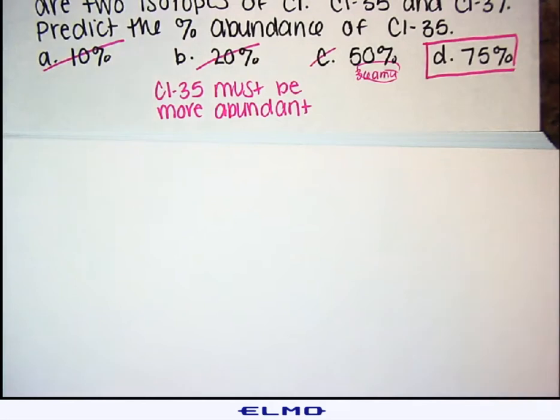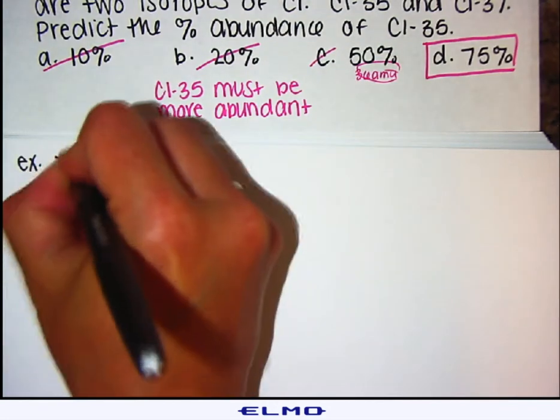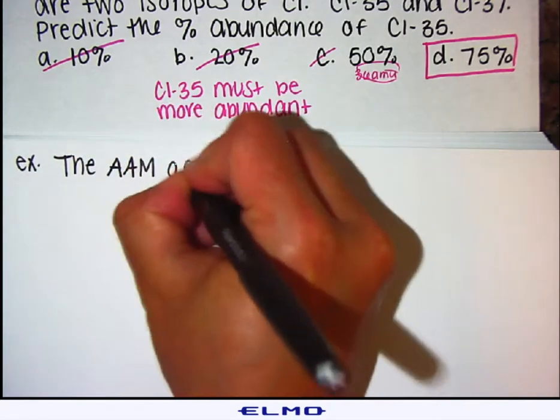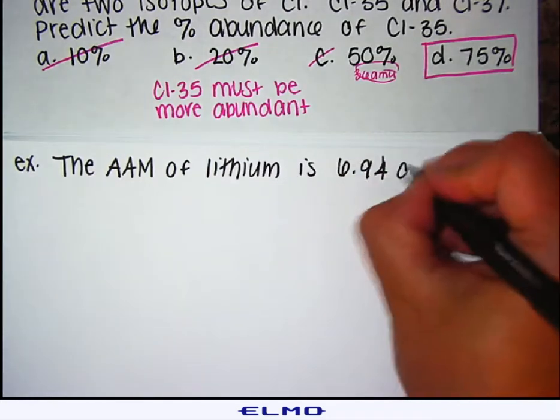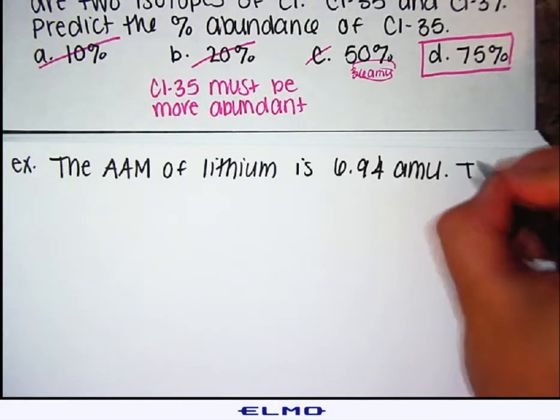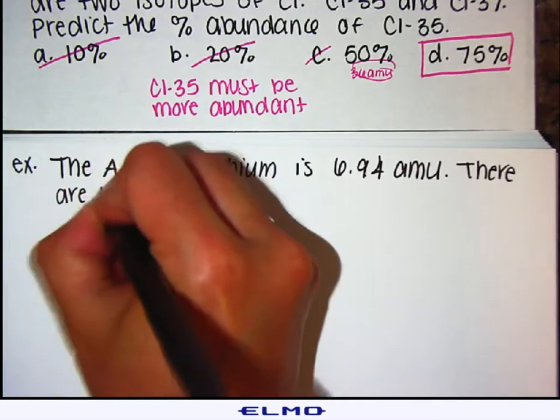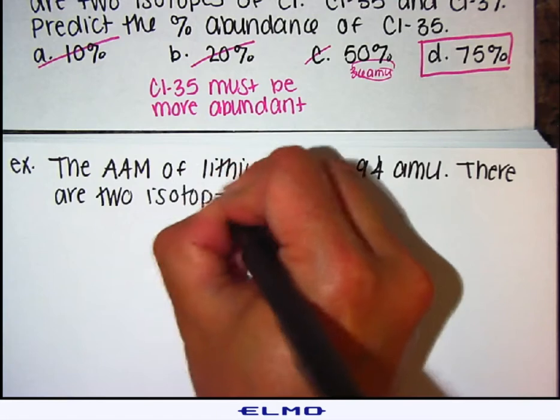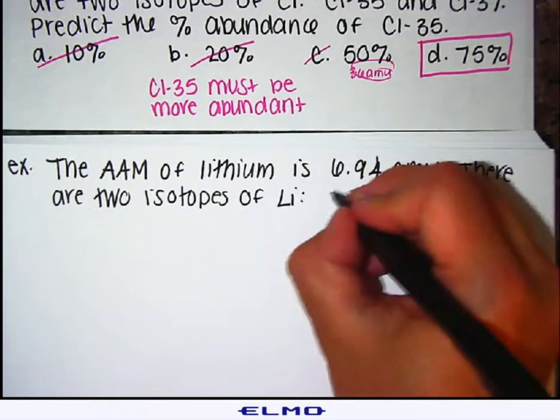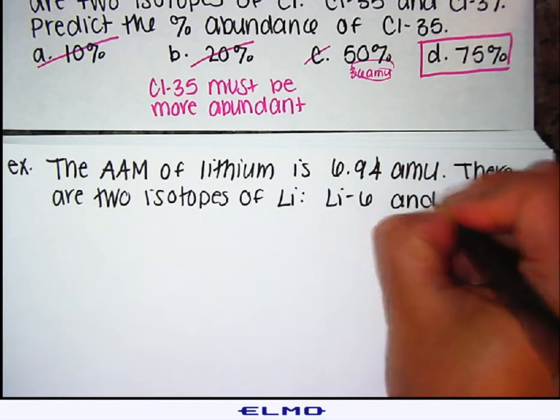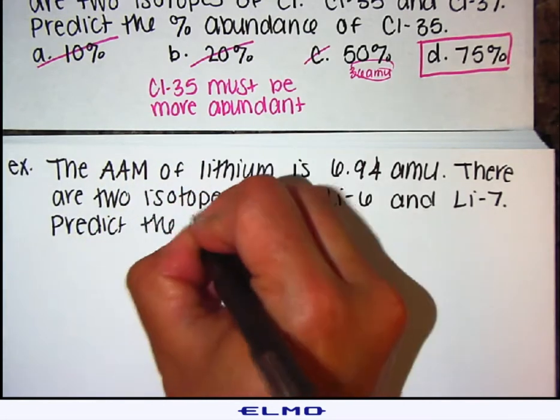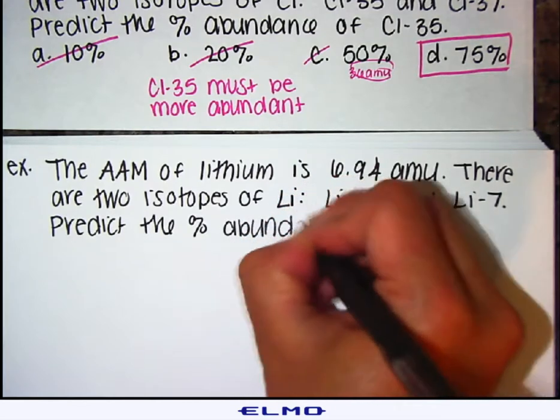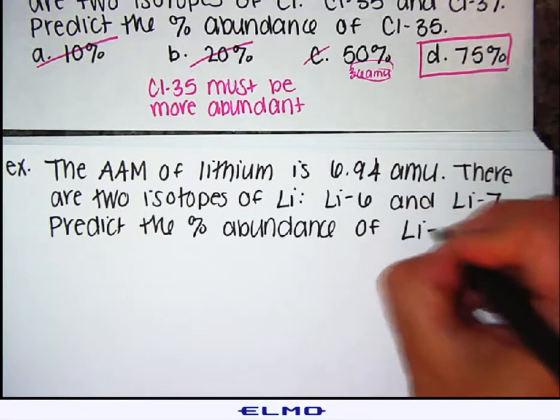Let's do another prediction. The average atomic mass of lithium is 6.94 atomic mass units. There are 2 isotopes of lithium. Lithium 6 and 7. Predict the percent abundance of lithium 6.